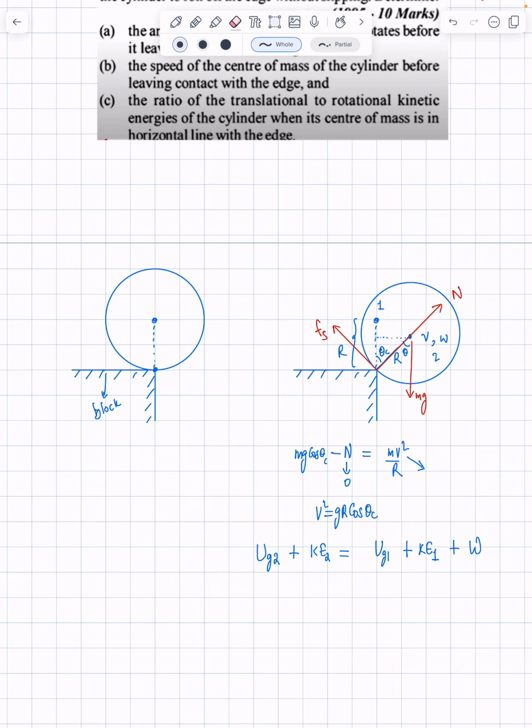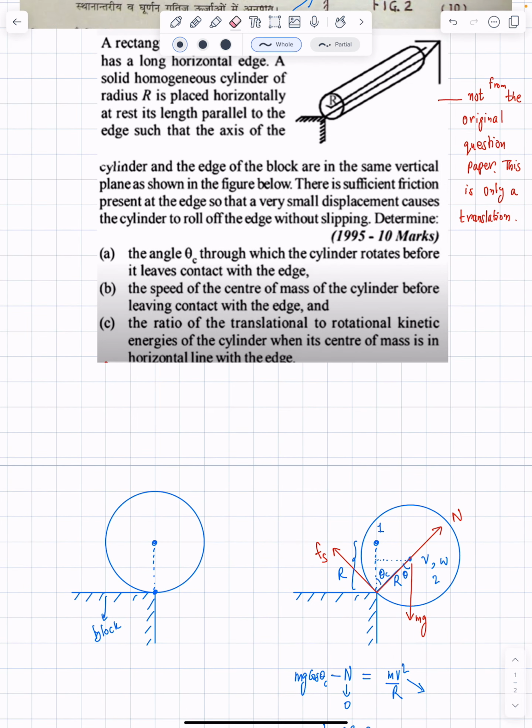Now let's see what work is done by the Fs, the static friction. So here the cylinder is rolling without slipping. So let's see. Yeah, it says without slipping. So what does that mean? It means that there is no skidding or slipping. So basically no skidding or slipping means at the point of contact, the instantaneous velocity of the point of contact of the cylinder with the edge is 0.